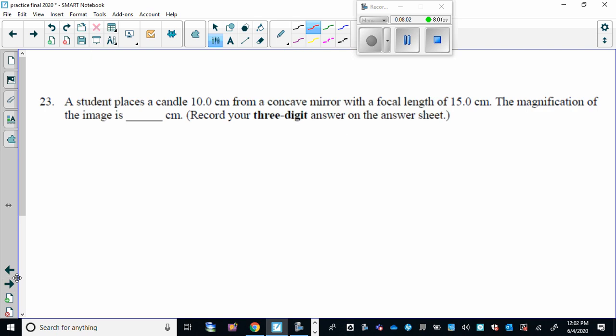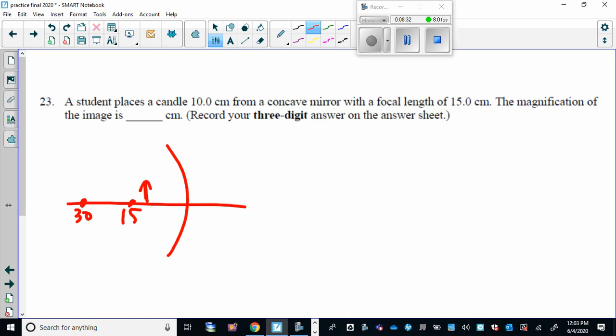How many more do we have? 2 more. A student places a 10-centimeter candle from a concave mirror with a focal length. The magnification of the image is. Okay, well, we could do a quick diagram for that. Oh, we could not. Well, let's do one. Student places a candle 10 centimeters with. Okay, so this is 15, the focal length, 10 centimeters.